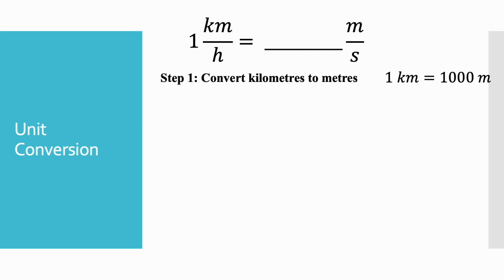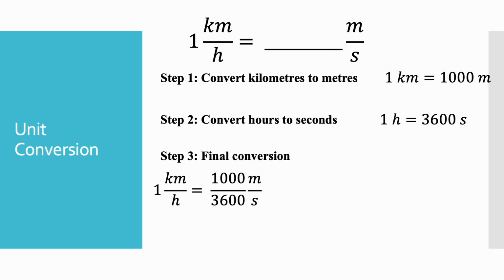Now let's look at how we convert units of speed. Often speed is given in kilometers per hour, but the SI unit of speed is meter per second. So we need a method to convert between these units. To convert 1 kilometer per hour to meter per second, we usually follow these 3 steps. First, convert kilometers to meters. 1 kilometer is 1000 meters. Step 2, convert hours to seconds. 1 hour is 3600 seconds.